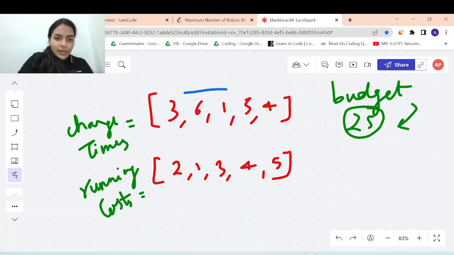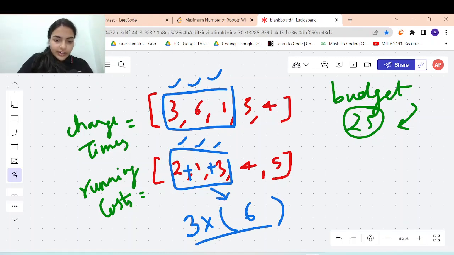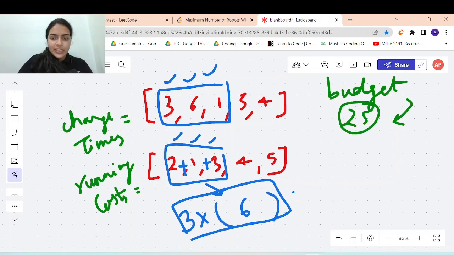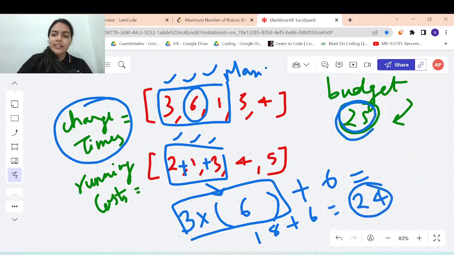And you have to try to pick as many robots as you can. So let's take an example. Let's say we decide to pick the first 3 robots. Then what will happen? We are picking 3 robots, so 3 times the cost. What is the total cost? 2 plus 1 plus 3, that is 6. So this is 6, 3 times the running cost plus the maximum value from the charge times. Here the maximum is 6, so this is 18 plus 6, which is equal to 24. Now 24 is less than 25. This is within our budget, so this is allowed. So you can pick 3 robots. 3 can be one of the answers.